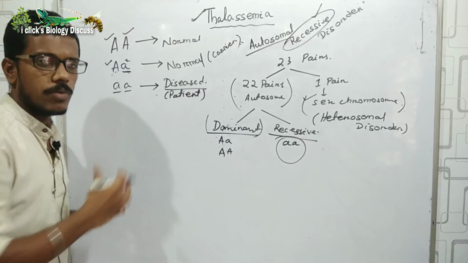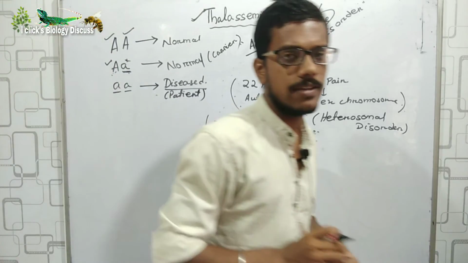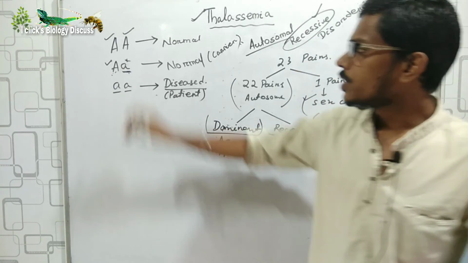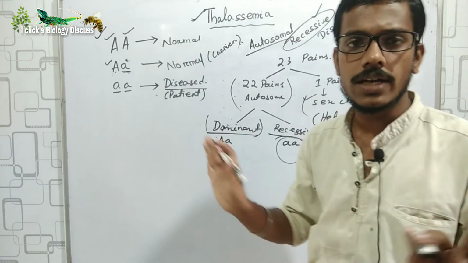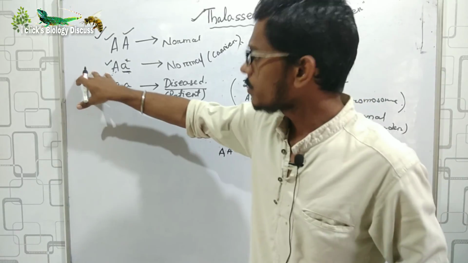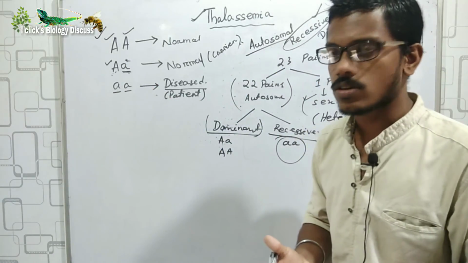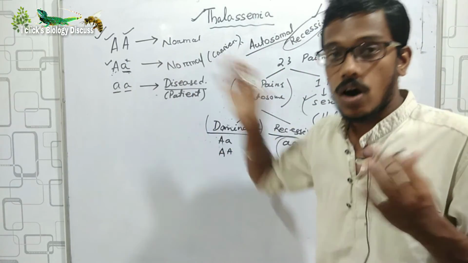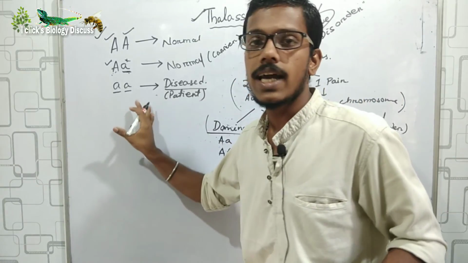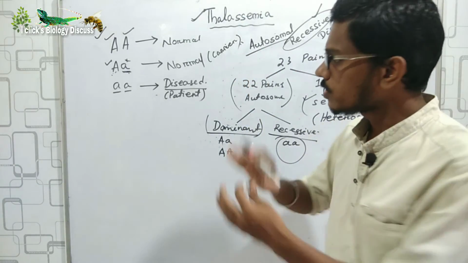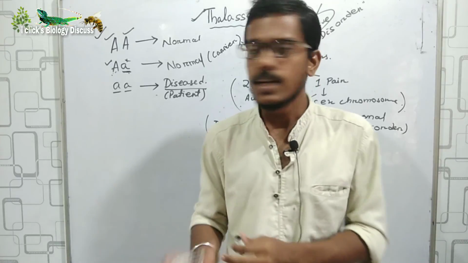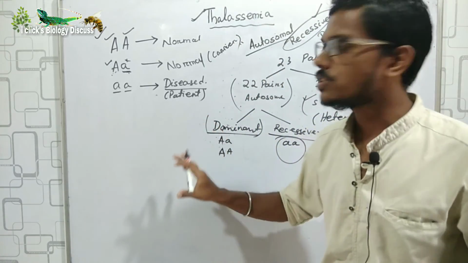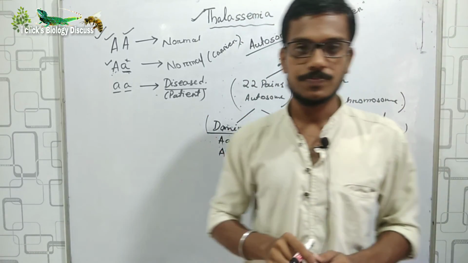This is the normal genotype of thalassemia. If it is occurring in this condition, then it will not express. Or if it is occurring in the heterozygous condition, then also it will not express. Only when both the alleles get affected, or the mutation occurs in both the alleles, then the disease will express in that person.